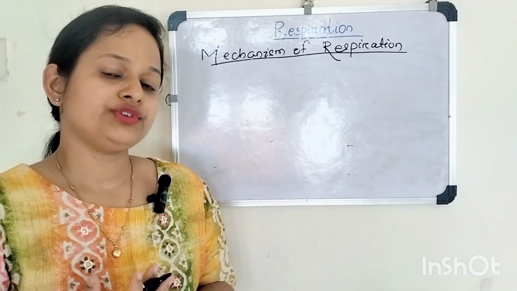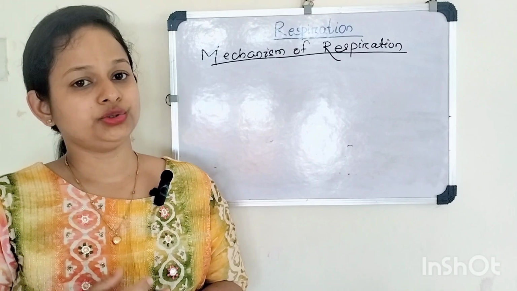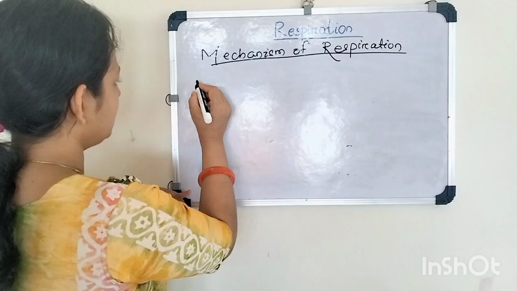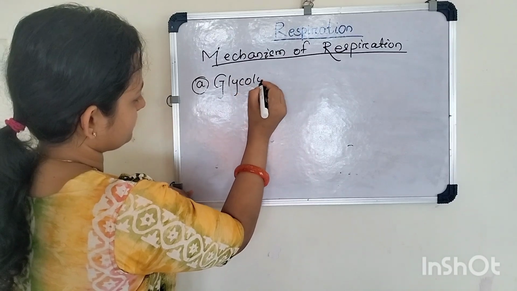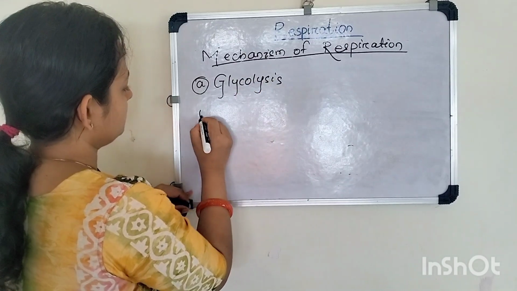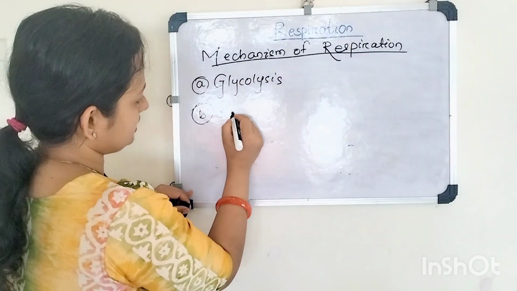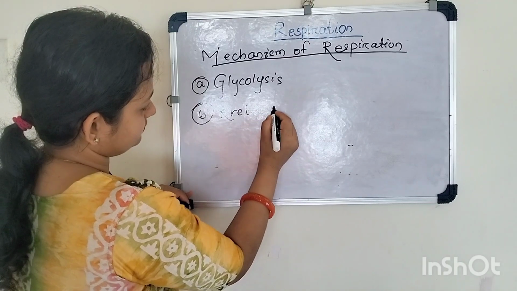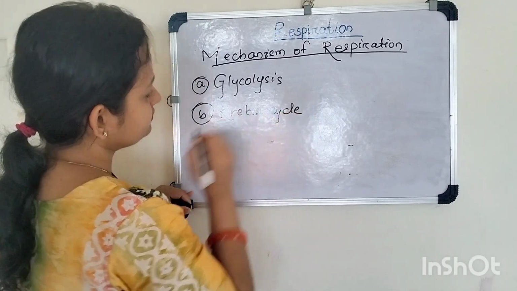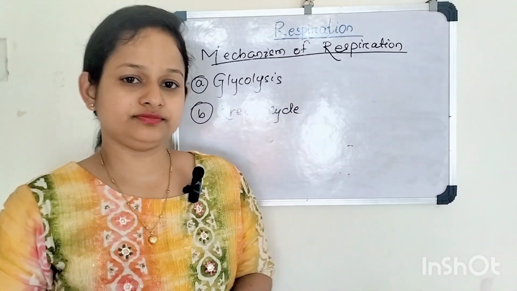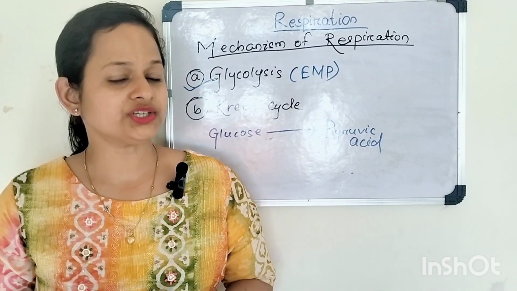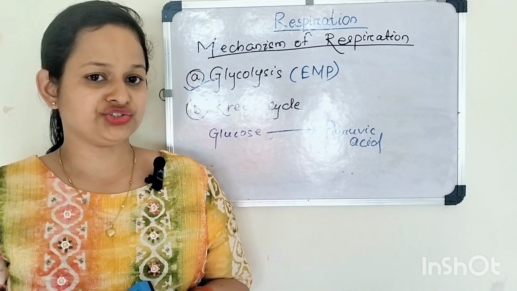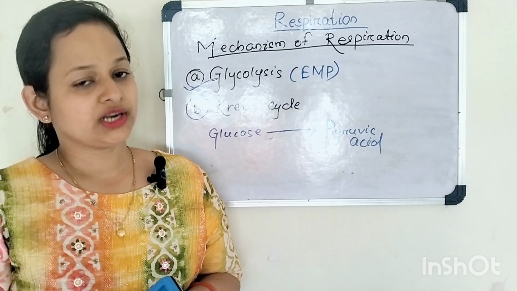The mechanism of respiration is carried out by two types of process, that is glycolysis and the Krebs cycle. So first, coming to the first mechanism of respiration, that is glycolysis.